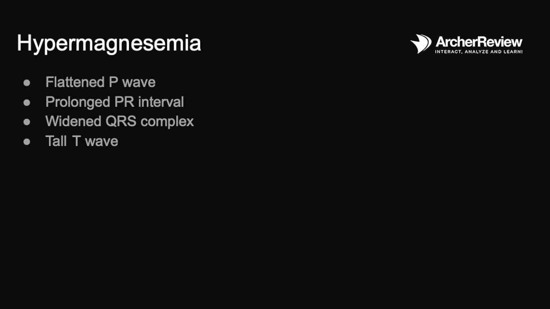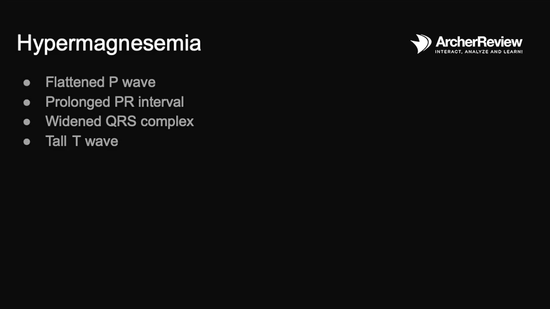So with hypermagnesemia, or too much magnesium in the blood, we will start to see flattened P waves, prolonged PR intervals, and a widening QRS complex, as well as a tall T wave. Now remember I said a tall peaked T wave is characteristically for hyperkalemia, too much potassium. You do still see a tall T wave with hypermagnesemia.